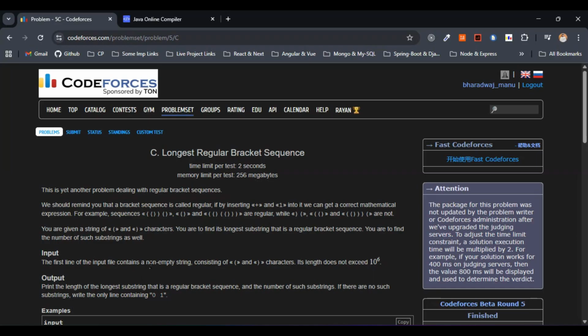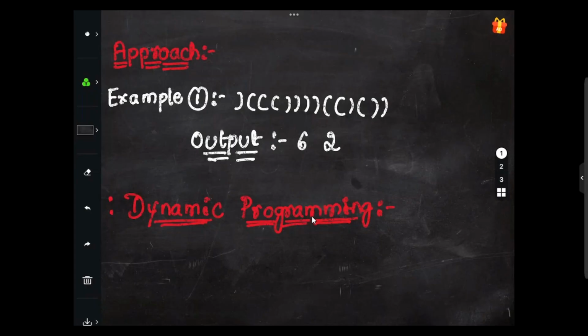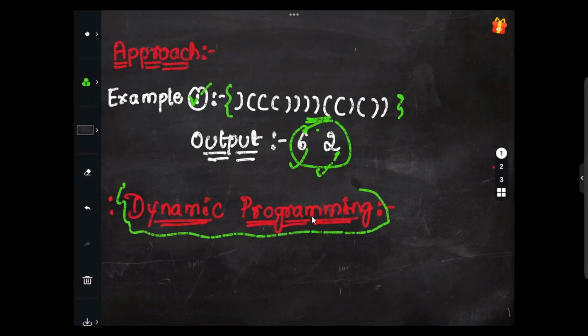Let's quickly discuss the approach followed by the complexities, and then let's write the code. As usual, let's discuss the approach. Here I have considered the same first example that they have given in the question. The output we need to get here is that the longest substring is 6, and such substrings that exist are 2. One thing we need to understand here is that we'll be going with dynamic programming, DP, to solve this particular problem.